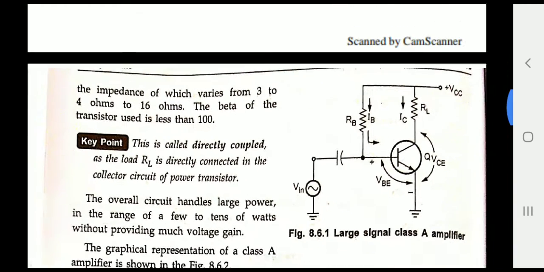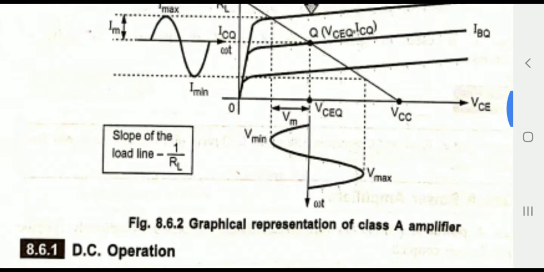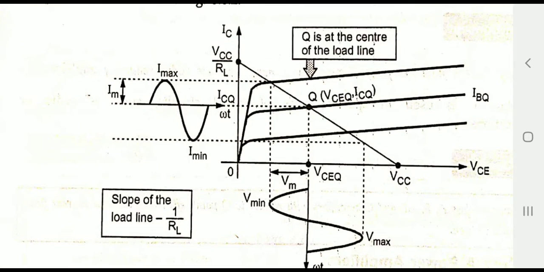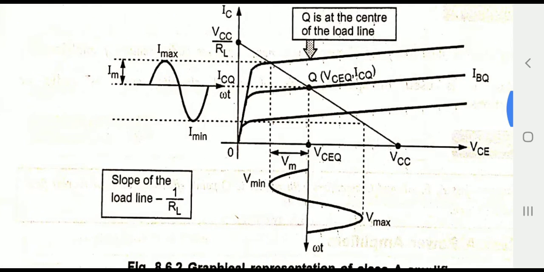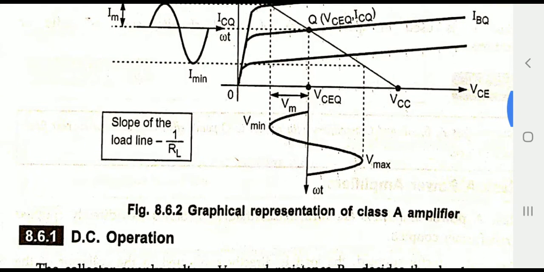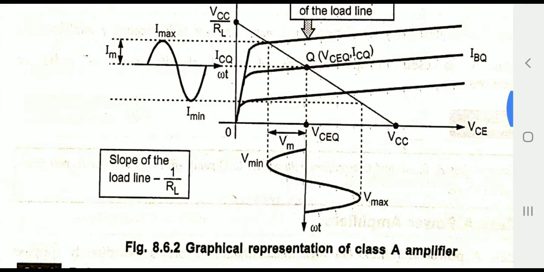Now we'll focus on the graphical representation. Here we have written that the slope of the load line, which is drawn between the IC and VCE axes, is minus 1 by RL. This slope is determined by using a straight line equation, because the DC load line is a straight line, and the straight line equation is y equals mx plus c. Once we solve that, we get the m value as minus 1 by RL. There is no derivation here; just to understand this, the slope in the class A power amplifier using graphical representation is minus 1 by RL.